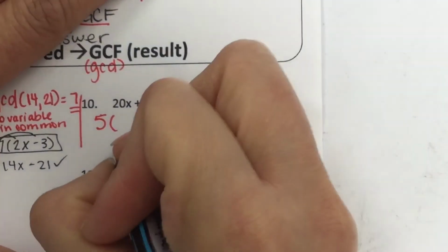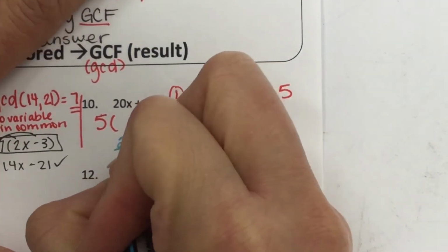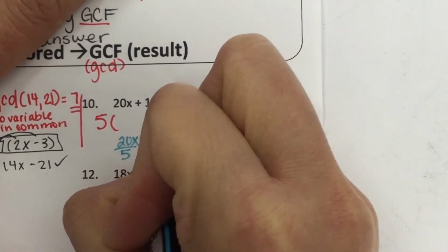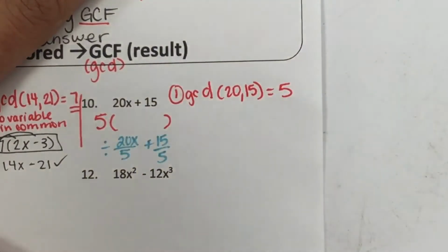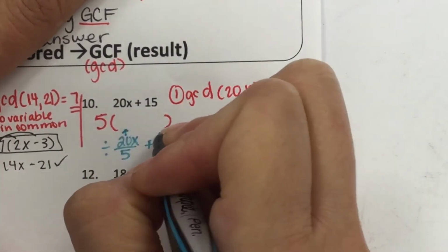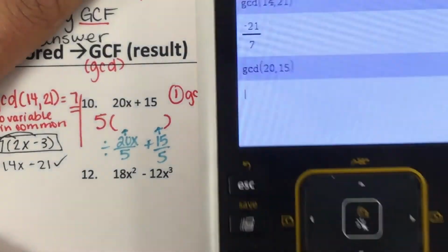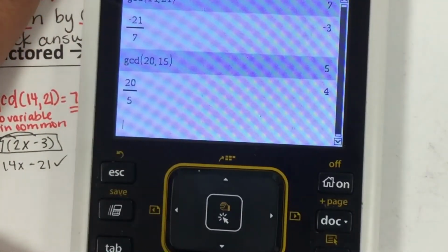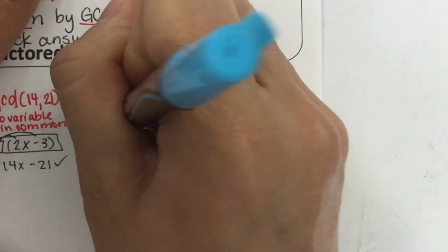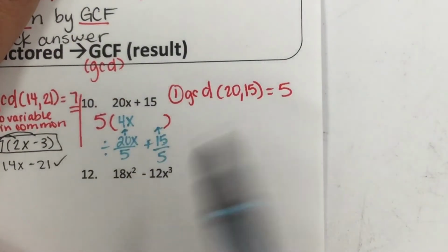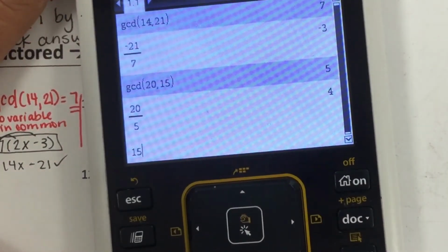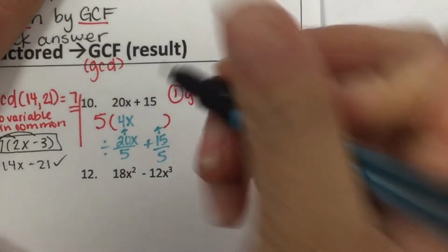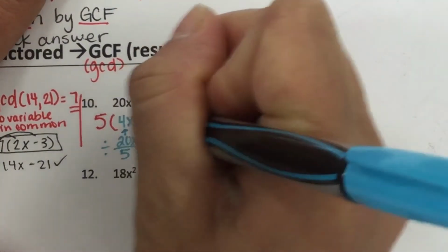And we're going to do that by taking 20x and divide it by 5. And then we're going to take our plus 15 and divide it by 5. So again, you're dividing to find out each individual term that goes inside the parentheses. So 20 divided by 5 is 4. So you're going to have 4x here. And then you're taking 15 divided by 5. 15 divided by 5 is 3. So you should have a plus 3 here.